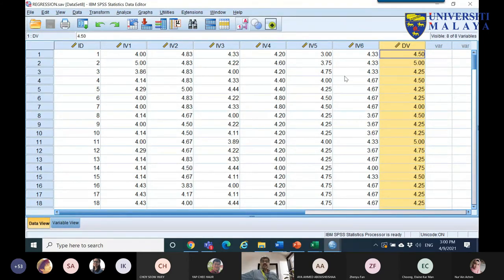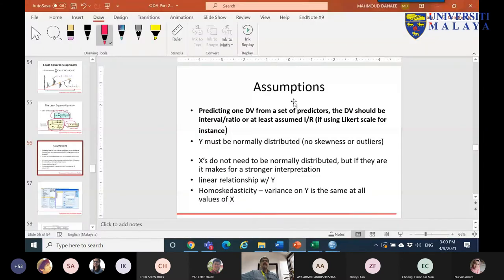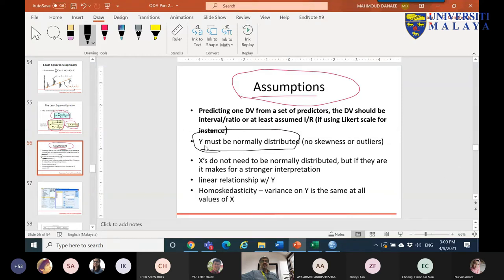Suppose that you want to see which of these predictors is able to predict or significantly affect your dependent variable. But before running the regression analysis, like all other statistical tests, you need to make sure that you meet the assumptions. One of the most important assumptions is that the dependent variable DV must be normally distributed. If your dependent variable is not normal, you cannot use linear regression. So no skewness or outliers.